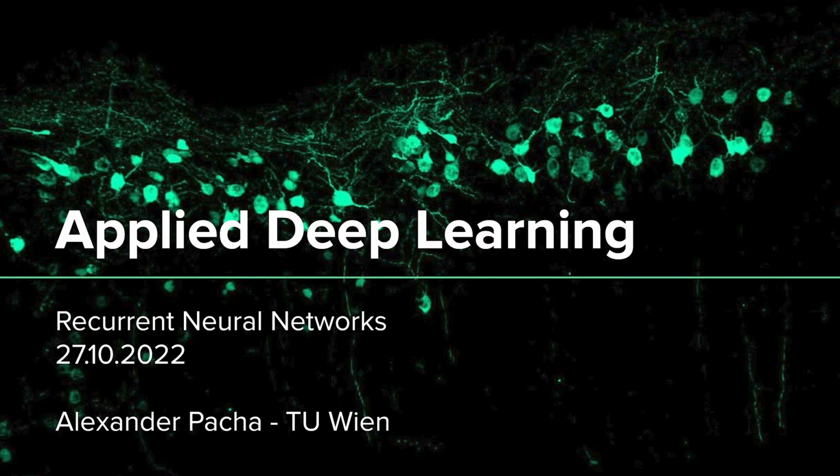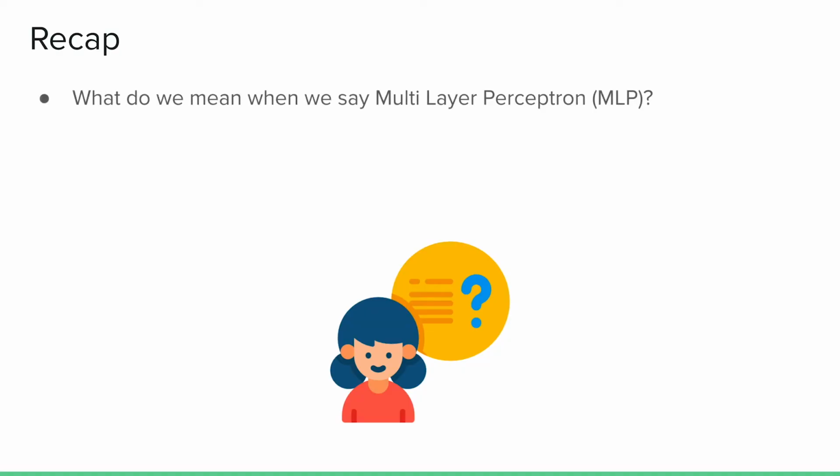Ever wondered why computers are so exceptionally good at recognizing human language and translating it to a different language? Well, in today's lecture we're going to find out. Welcome back to the Applied Deep Learning course. This week we're going to take a look at recurrent neural networks. But before we do that, let me quickly recap from last week's lecture.